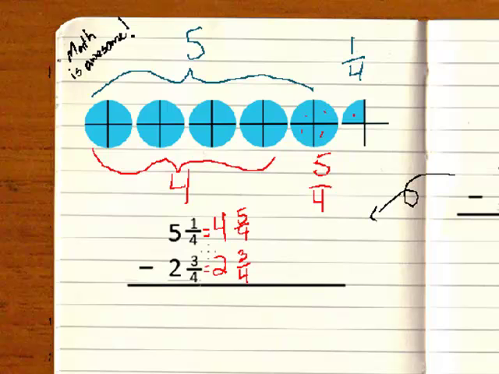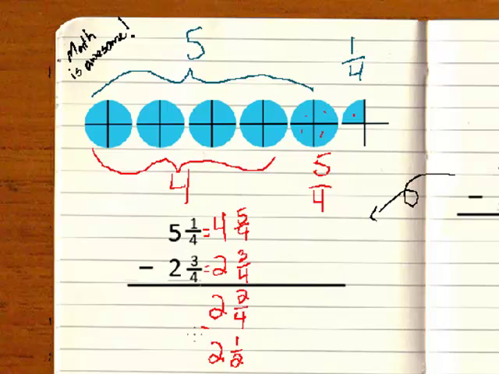And we perform this process. So 4 minus 2 is 2, subtracting the whole part. Subtracting the fractions, 5/4 minus 3/4 is 2/4. And of course, we always have to reduce this fraction. Let's now look at this.